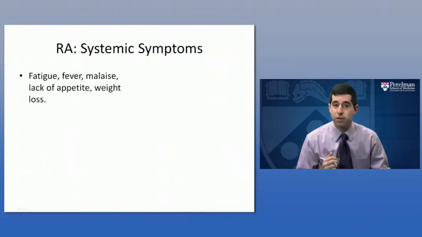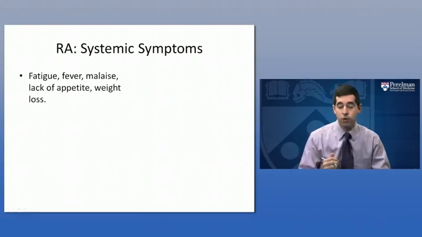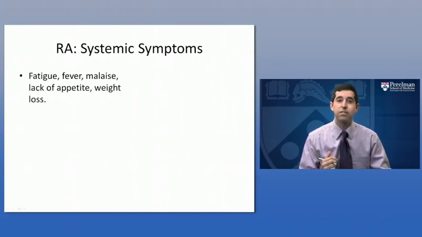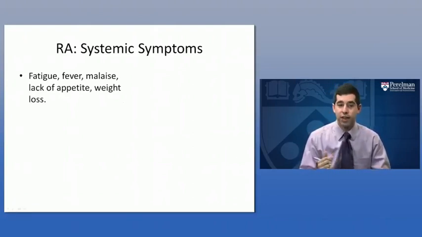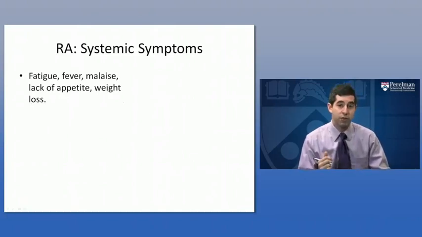So taking a look at some of the systemic symptoms, somebody who has rheumatoid arthritis will often complain of feeling fatigued. They may have fever. They may have malaise. Malaise essentially being that feeling when you just feel wiped out and you just don't feel good. When you have those flu-like symptoms and just feel tired and sometimes irritable, that's malaise. They'll have often a lack of appetite, and they may have weight loss because of that lack of appetite, as well as due to the inflammation that's occurring in rheumatoid arthritis.